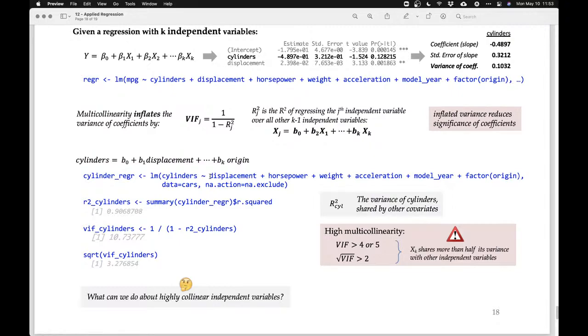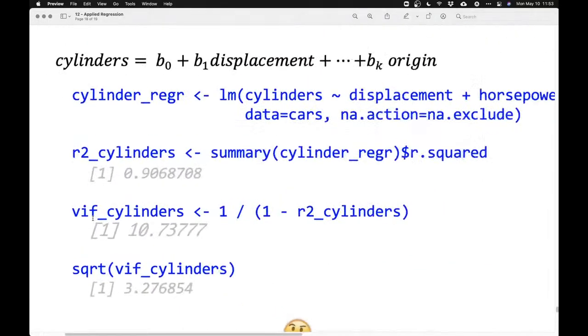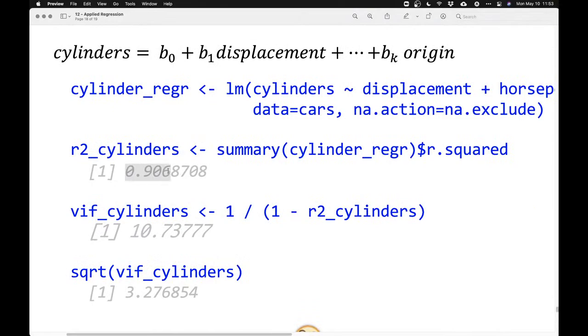Displacement over everything, including cylinders. So you do them one by one, okay? And you come up with all your VIF values. Your VIF values are just basically a rescaling of this R squared value. So it's no different than this R squared value. It just gives you an inverse meaning of it.